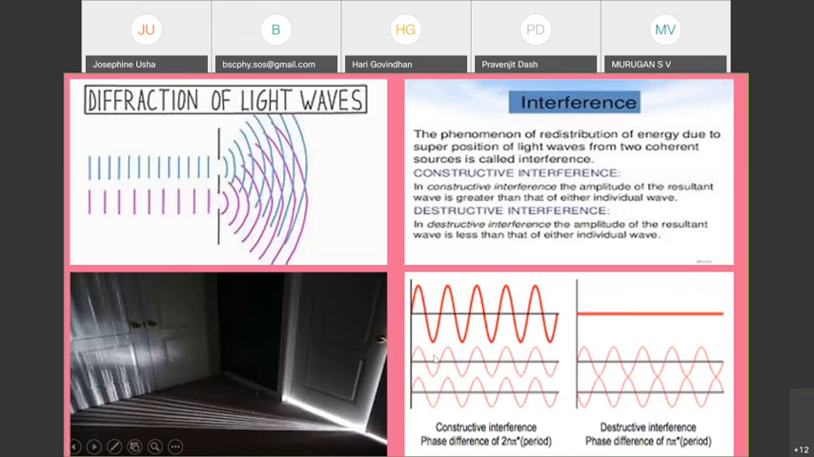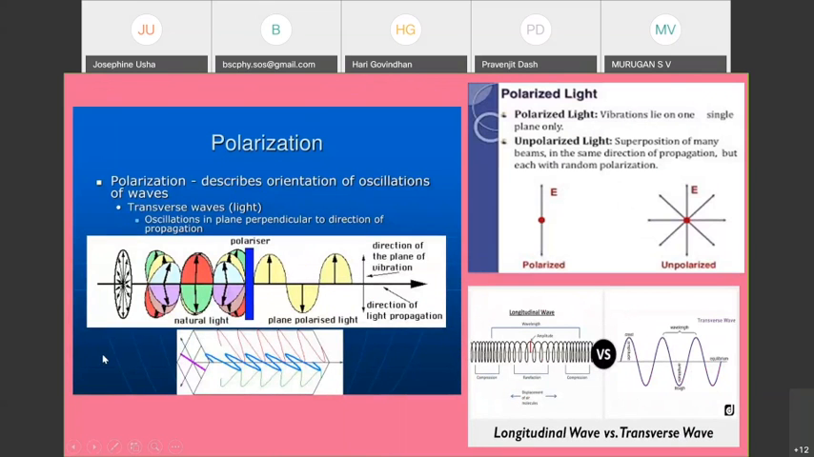And then next thing is polarization. What is meant by polarization? We are talking about light. Light rays oscillate in different directions. We are limiting the vibration or oscillation to one particular direction, and that is called polarization. It describes the orientation of oscillation of waves. For example, this is unpolarized light, where we see oscillation in all directions. In polarized light, I am restricting the oscillation to one particular direction.